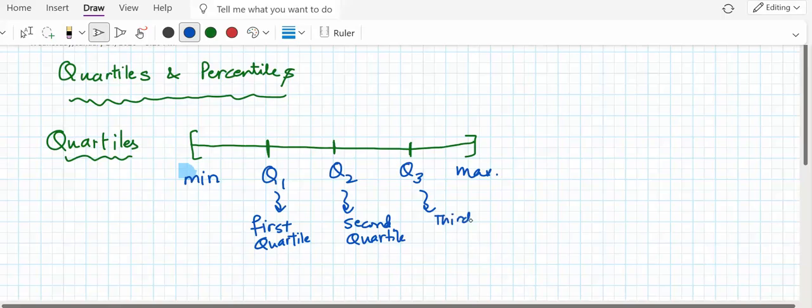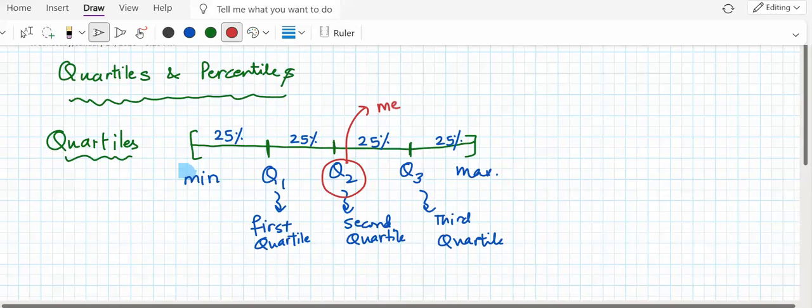So what does that mean? This is the first 25% of the data, then this is the next 25% of the data, this is the next 25%, and this is the next 25%. Clear? So you can see that Q2 is actually the median, because the median divides the data into 50% before it and 50% after it. So Q2 is nothing but the same as the median, right?